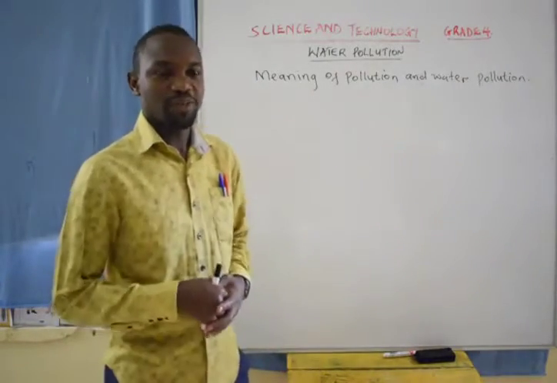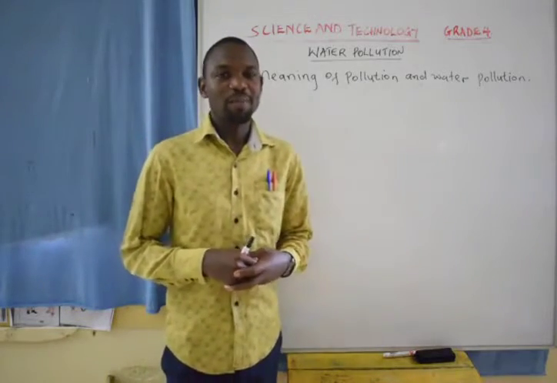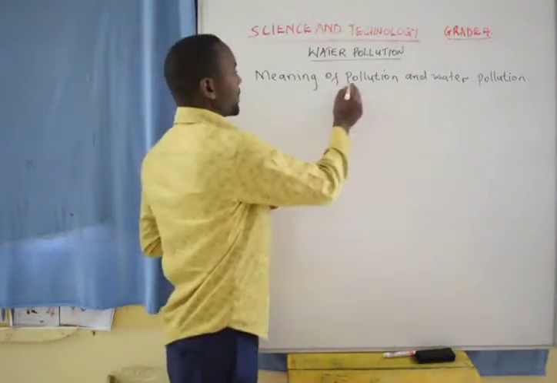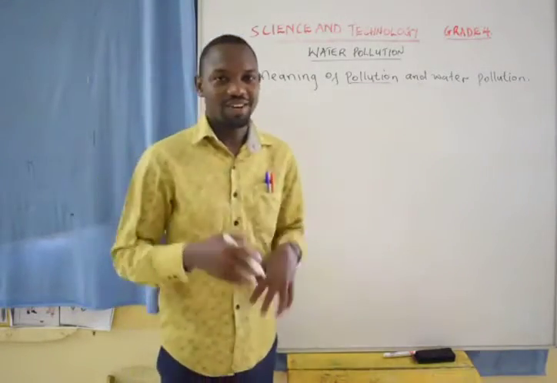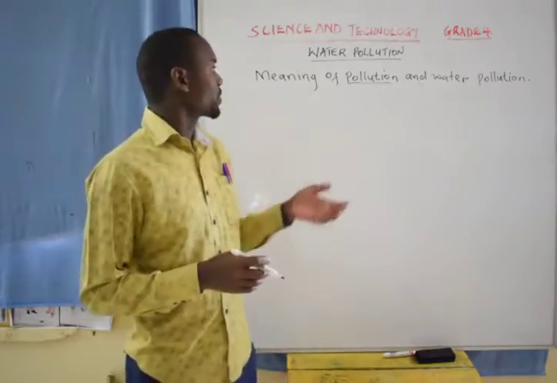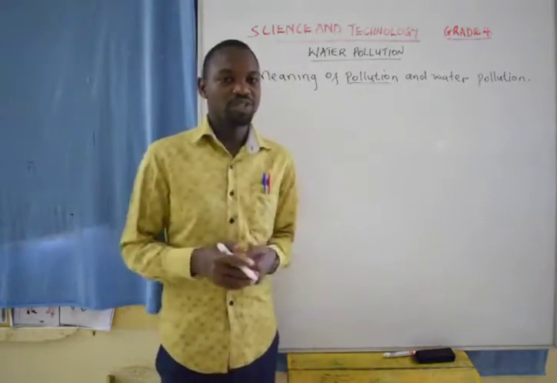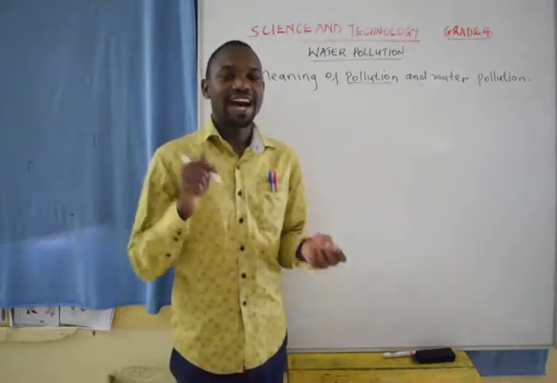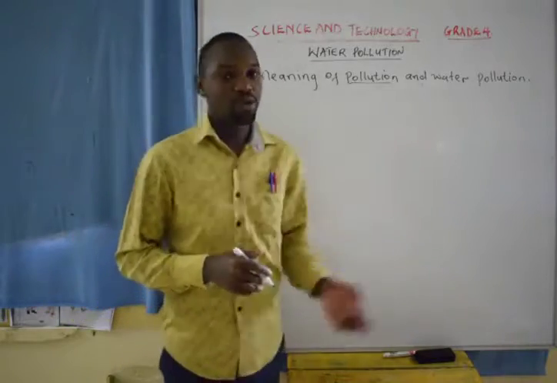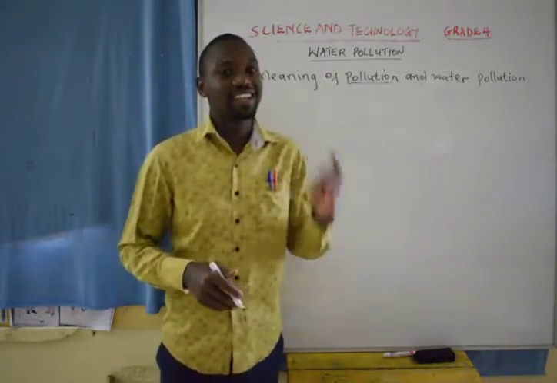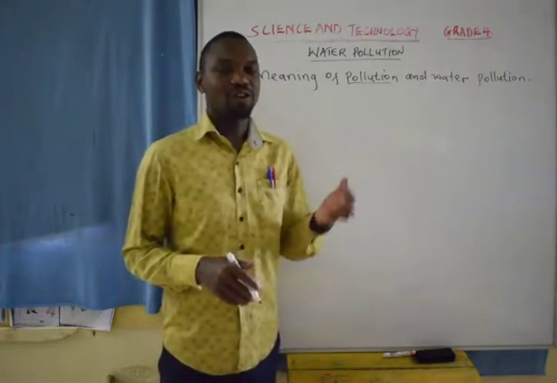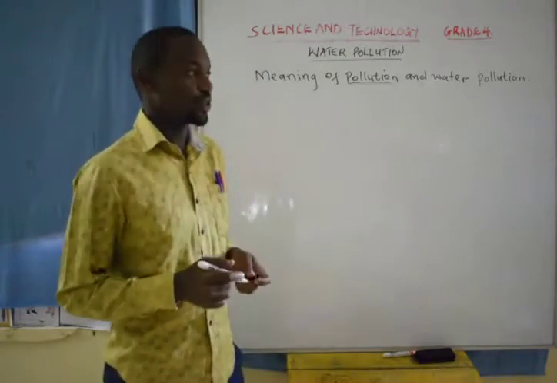In the previous topic we discussed air pollution, whereby we said the word pollution means making something unclean or making something unsafe for human use. When we are talking about water pollution, it means making water unsafe for human use. Just the same way as air pollution is making air unclean, water pollution is making water unclean or unsafe for human use.